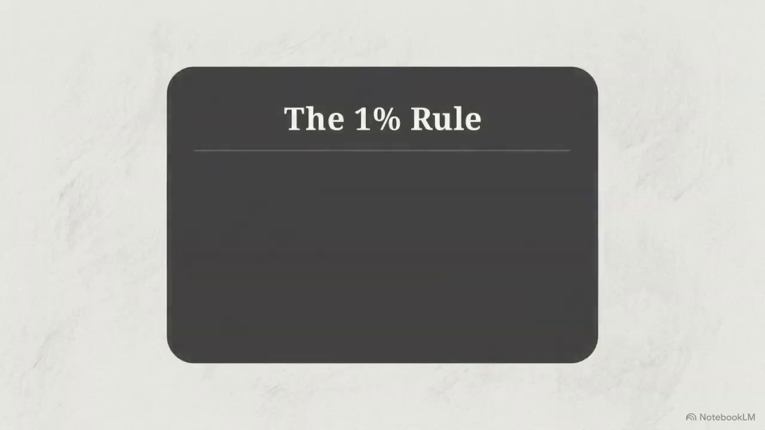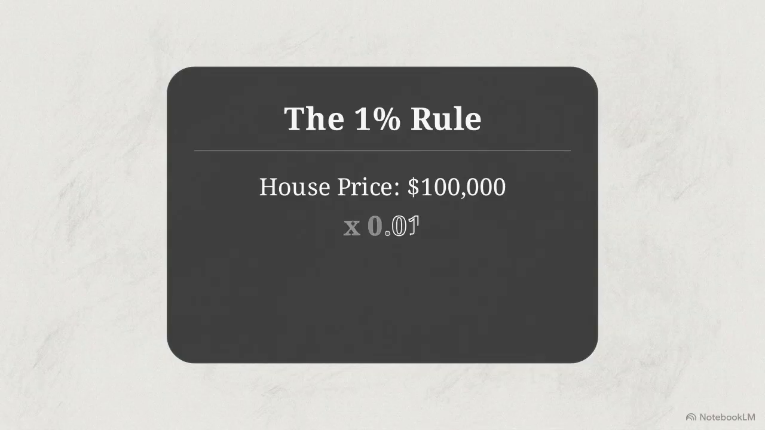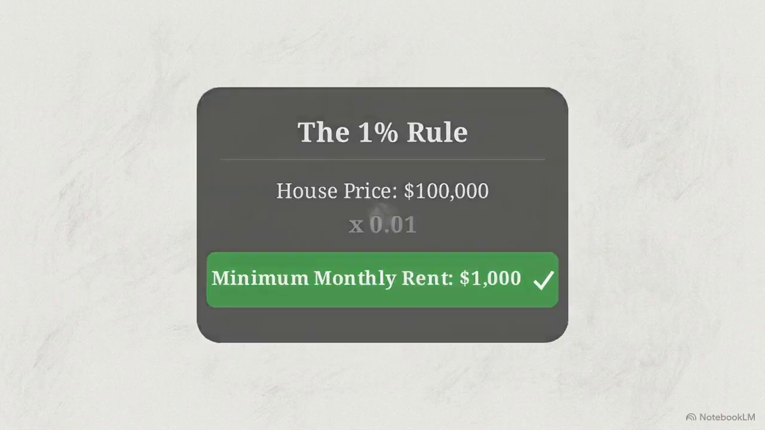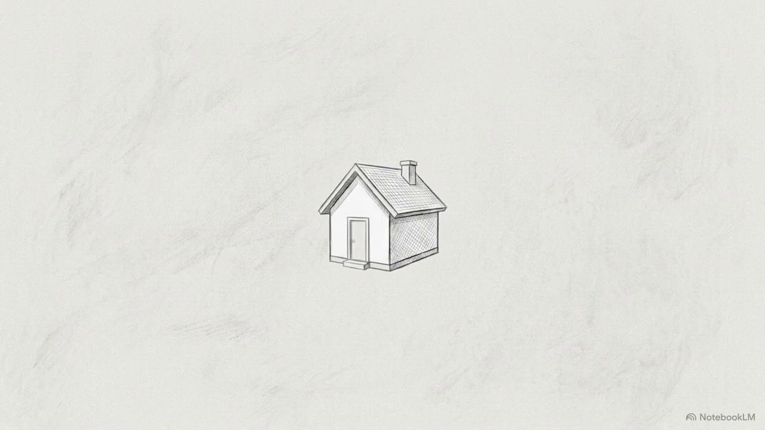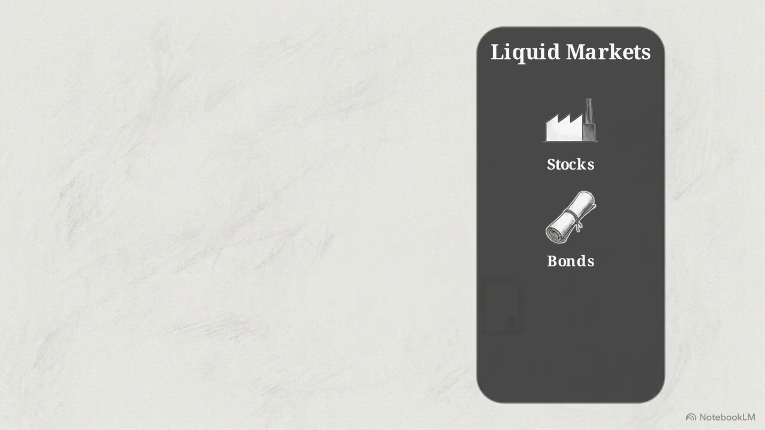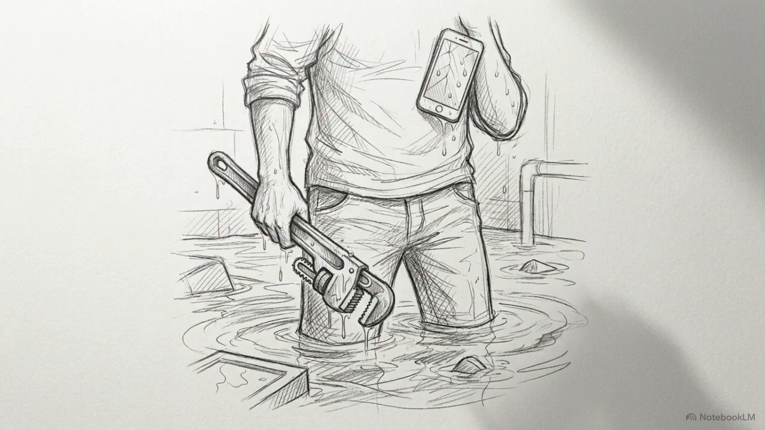This data table illustrates the 1% rule, a common test used to verify property viability. A $100,000 house must generate at least $1,000 in monthly rent to be considered sustainable. Real estate investment trusts, or REITs, provide a paper alternative. These allow you to buy shares in property pools, exchanging physical labor for stock market liquidity. Direct property management functions as a highly leveraged second job rather than a passive holding.